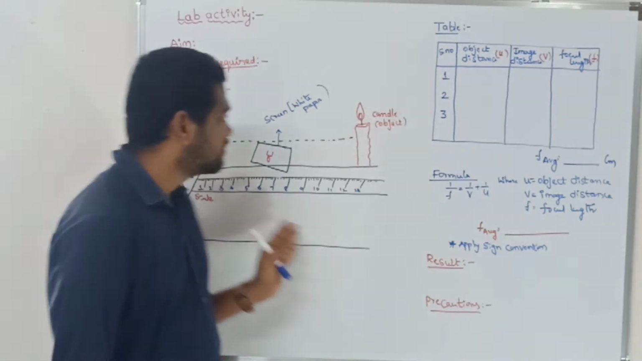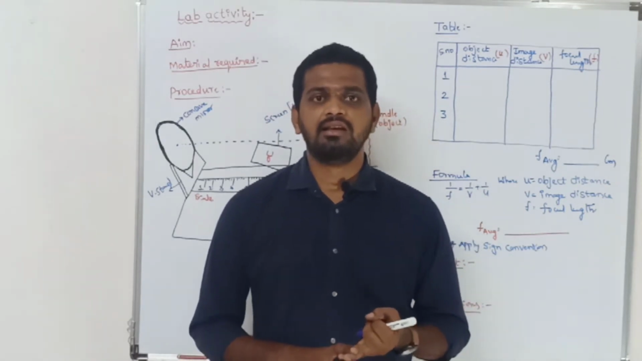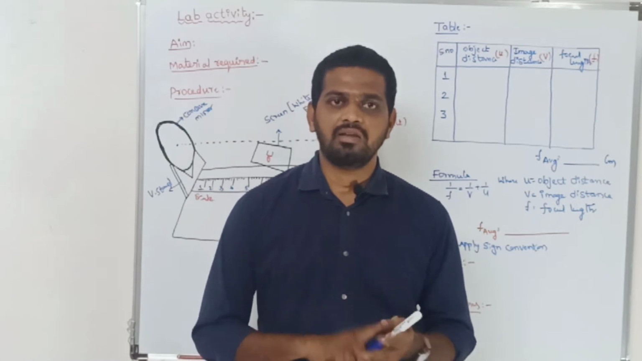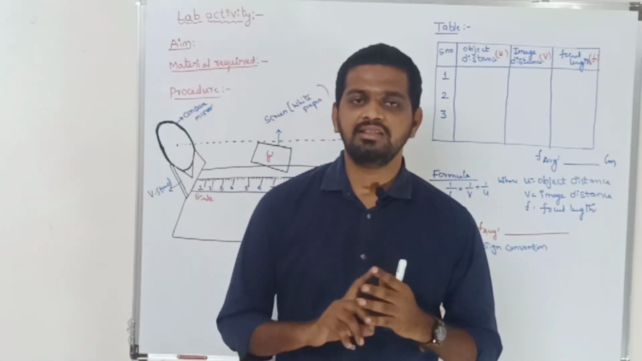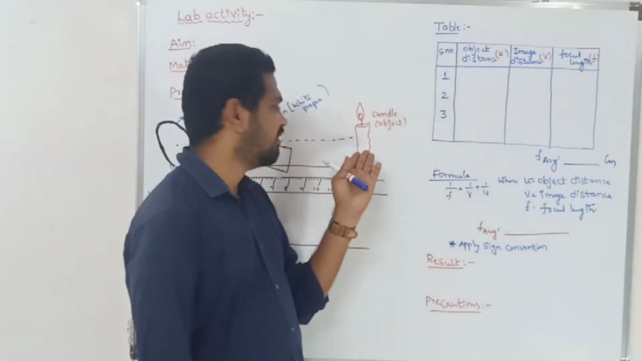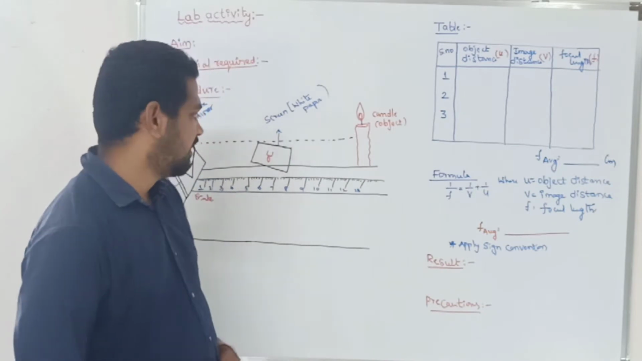Is it clear children? So the materials required are a candle, a screen, nothing but a white paper, a V stand, a concave mirror, and a meter scale. These are all the materials which we require. In order to light the candle, you can even take a matchbox. So you can write the matchbox in the material required also.